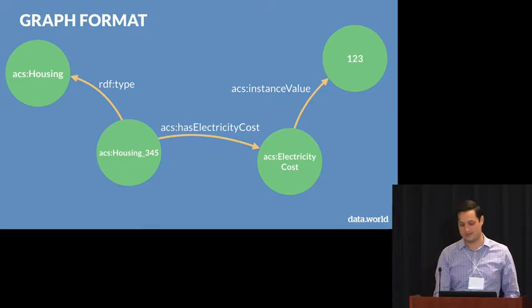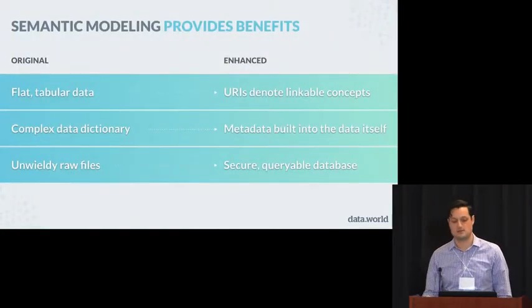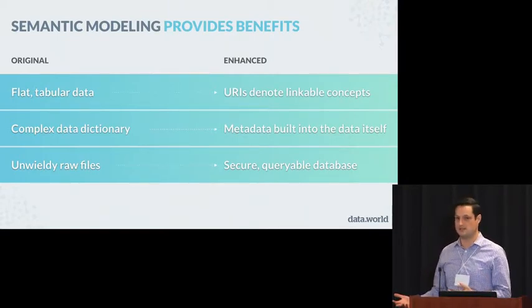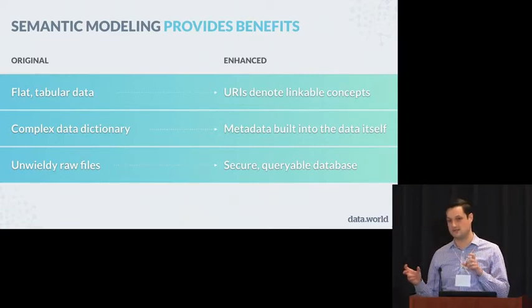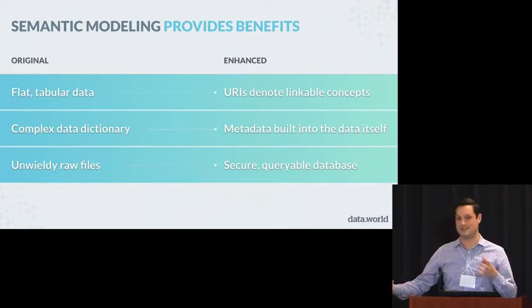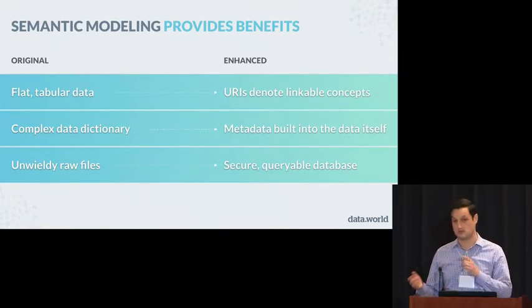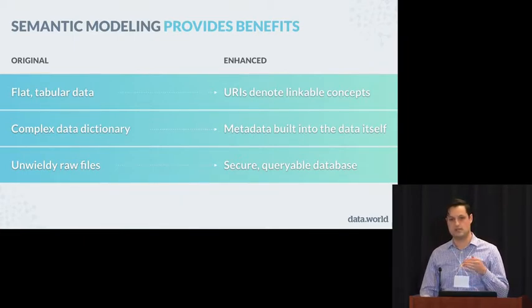And so, aside from just making this really cool web of data, there are some actual benefits. Instead of flat tabular data, you've got these URIs that denote these linkable concepts, many of which exist in the real world. So this house might exist in Texas, it might exist in Virginia, and if I link those concepts of those states to other data sources, all of a sudden I have more information at my disposal because those linkages are explicit. And then the complex data dictionary, we no longer have that. The metadata is built into the data itself. And instead of these big unwieldy raw files, I put the data into a secure queryable database that's available in the cloud.